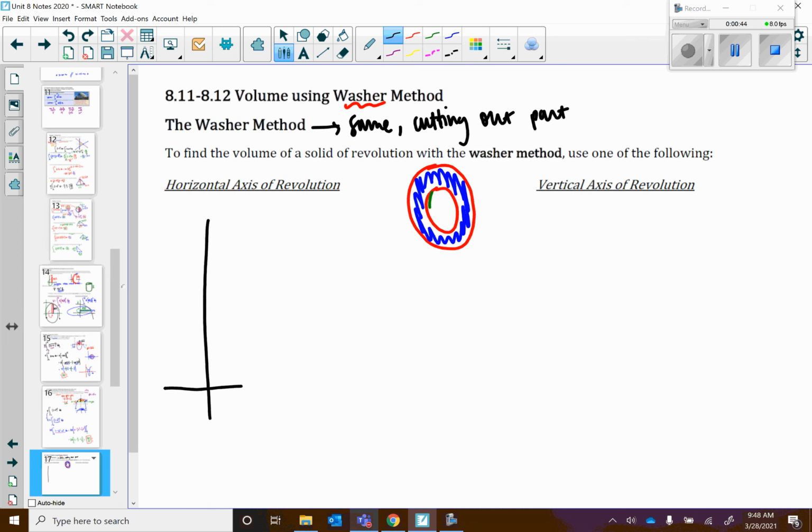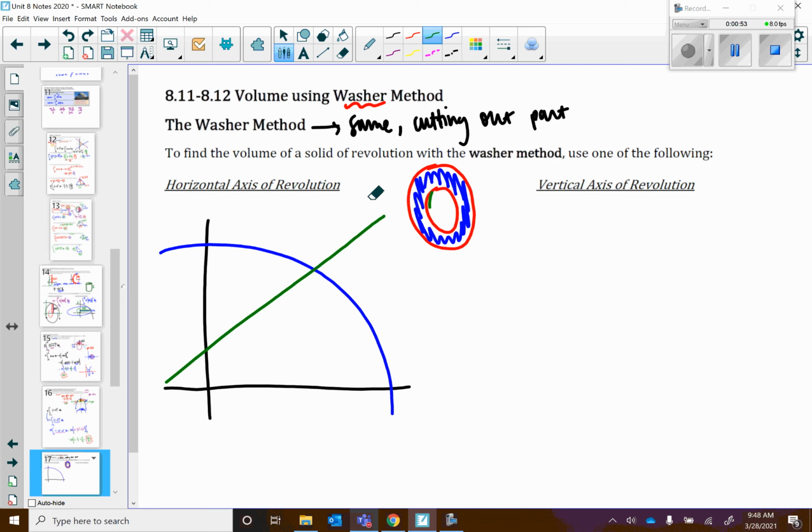If I've got a horizontal axis of revolution, so let's say I've got this function and maybe this function. We'll notice that they intersect right here, so that's going to be my b, and we'll say a is our y-axis. This is the area we are revolving, but to find this, we are going to need this big radius. I'm going to call this capital R of x, and we need this smaller radius. So this is going to be lowercase r of x.